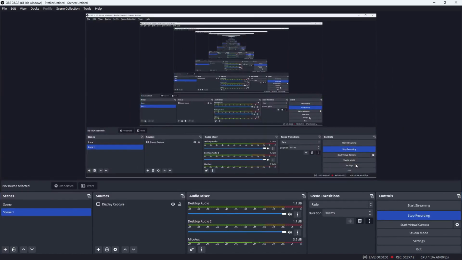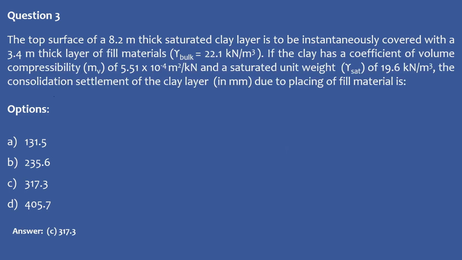Okay, then let's check the answer. So the answer is 317.3 mm.